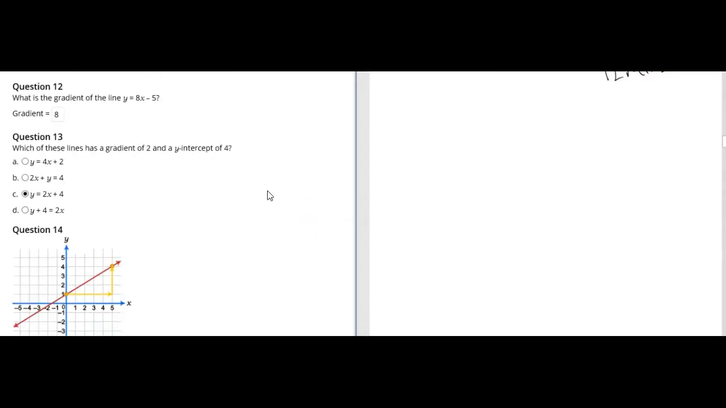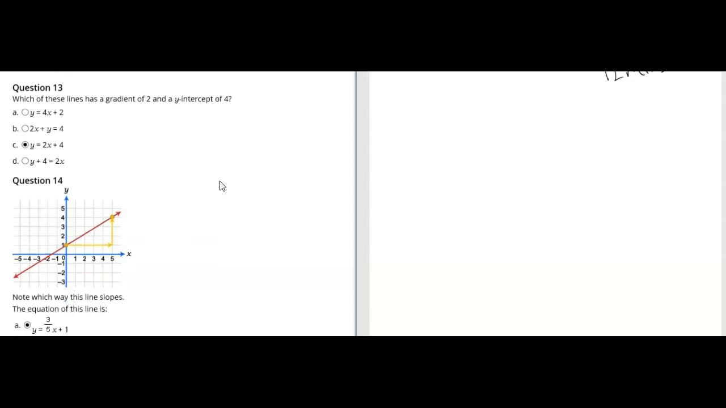All right, question 11, let me just scroll down. The constant term in the equation 4x plus y equals 4x plus 3. 3 is your constant. Nice, easy question. Question 12, what is the gradient of this line? So again, just the coefficient of x, which is 8, is your gradient.